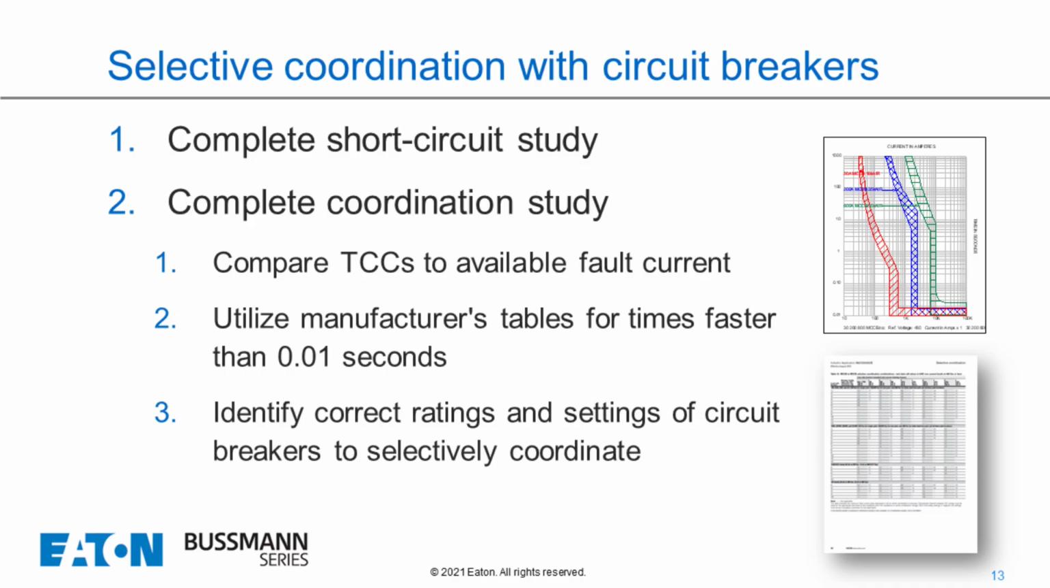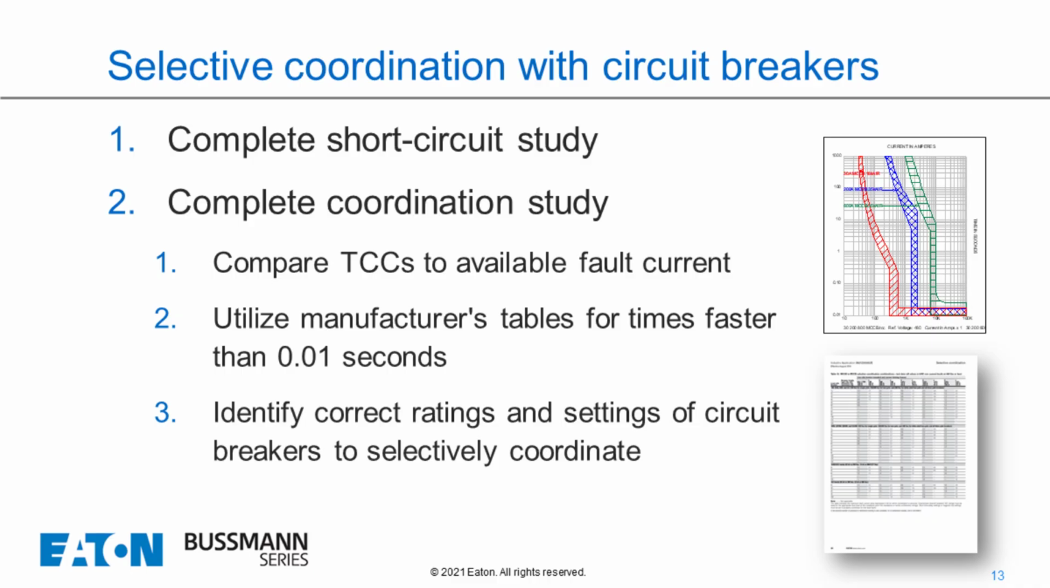Number one, we definitely have to do a short circuit study. We have to calculate the available fault current at the point of that load or at that panel that we're doing selective coordination for. That's number one. Number two, now we have to do a coordination study. If you use the SKM program, ETAP program, or ePower, you're going to do the short circuit study and then go about doing a coordination study.